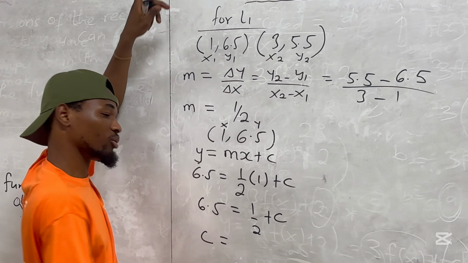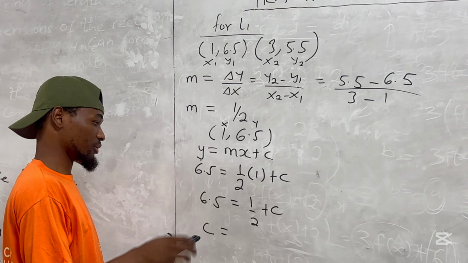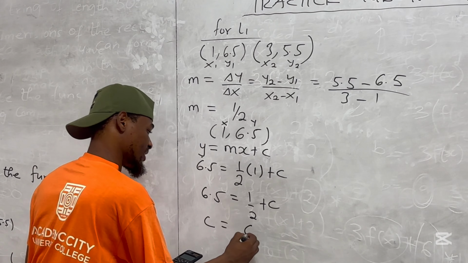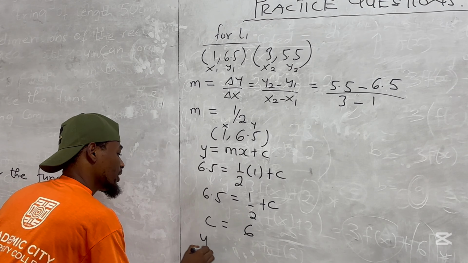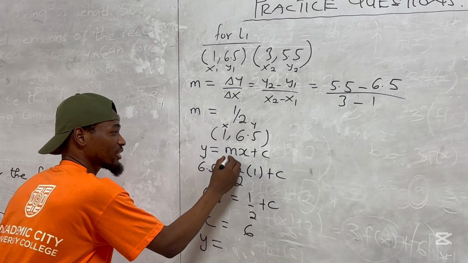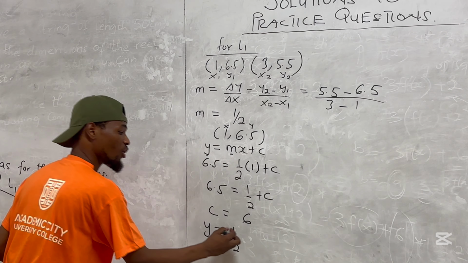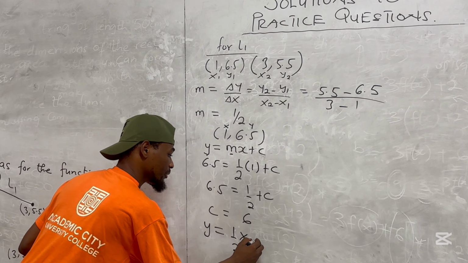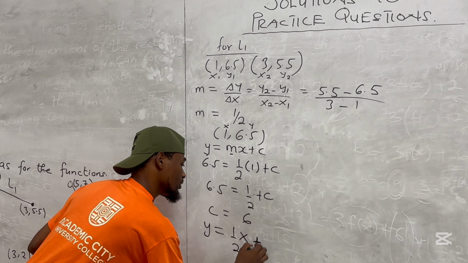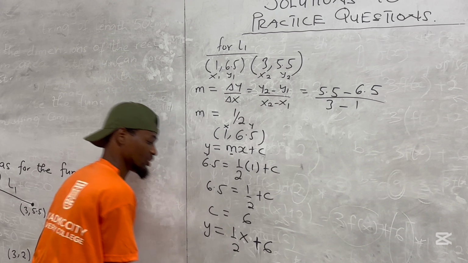So c is equal to, by the help of the calculator, 6.5 minus 1 over 2, giving us 6. Okay, so we have y is equal to, my gradient is half from here. Half, because I maintain y over here, I also maintain x over here. And the intercept here is the c, which is my 6. Okay, this way.